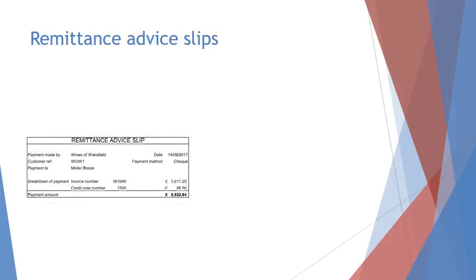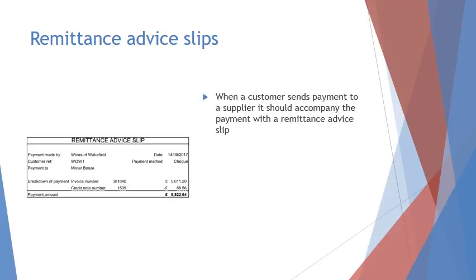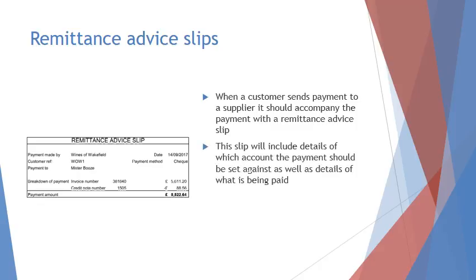Finally, we've got remittance advice slips. Now, a remittance advice slip is a document that's sent by the customer when they make payment to the supplier. So that our remittance advice slip is there to make sure that the payment goes against the right account and that it's set against the right invoices and credit notes in the supplier's records. So again, it's another document that just tries to make things a little bit easy and to make sure that payment is recorded correctly by the supplier.